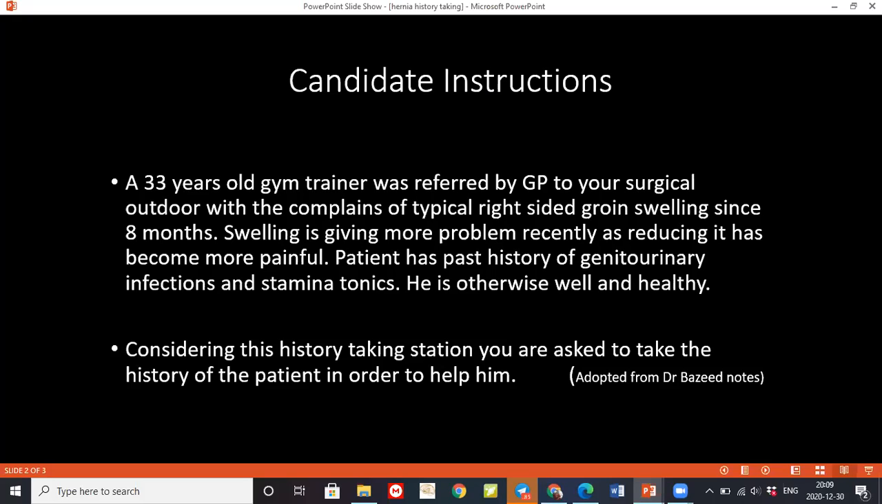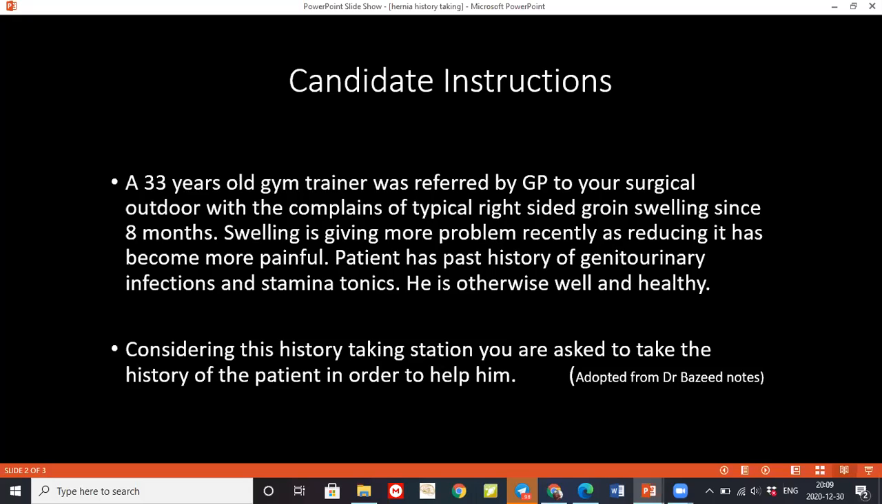I understand your GP referred you to us for a swelling in your right groin. Is that correct? Yes, yes. Tell me more about it. When did you first notice it? Well, I noticed this about 8 months ago. And did it develop all of a sudden, or it was like a small lump and then started growing in size? Well, it was gradually increasing in size. It was a small lump.